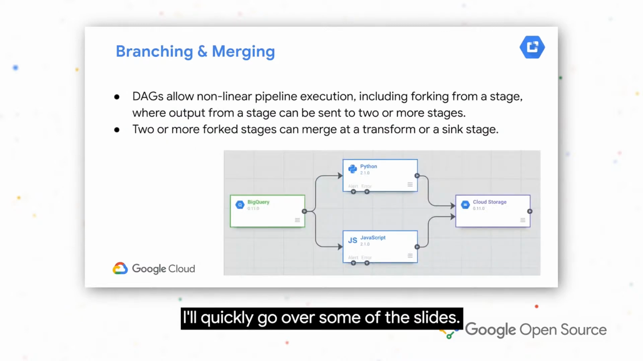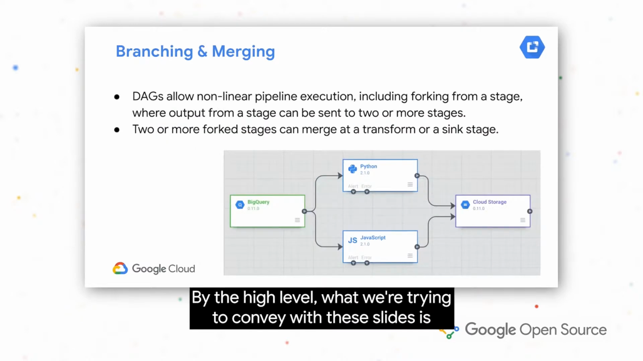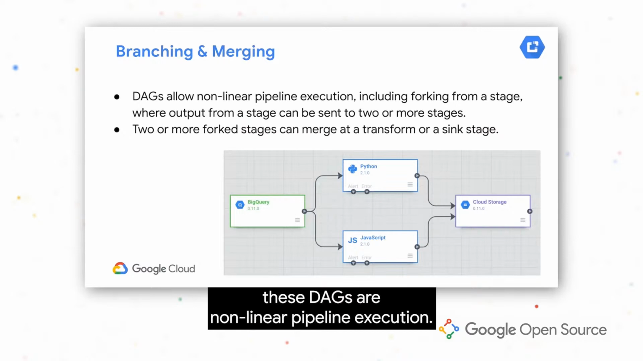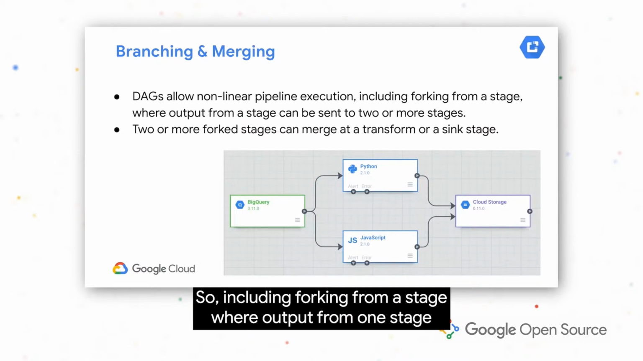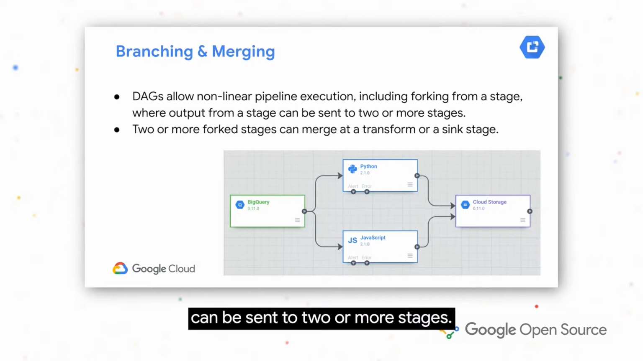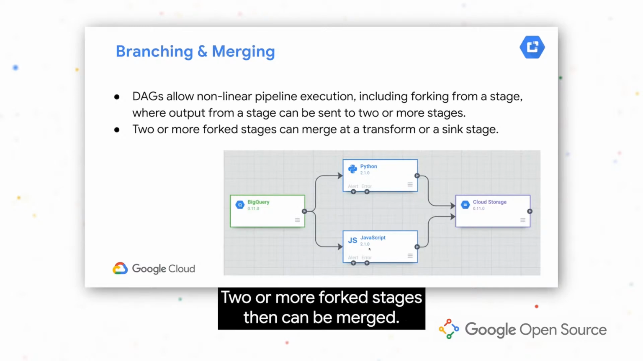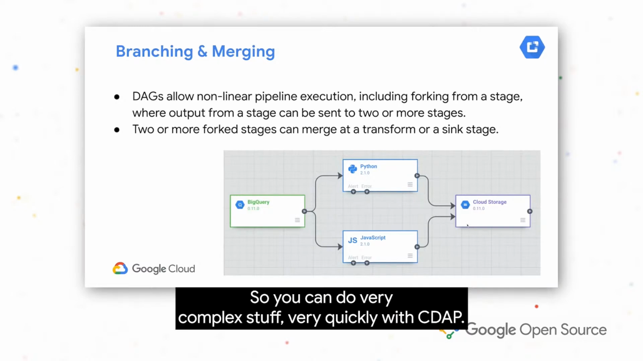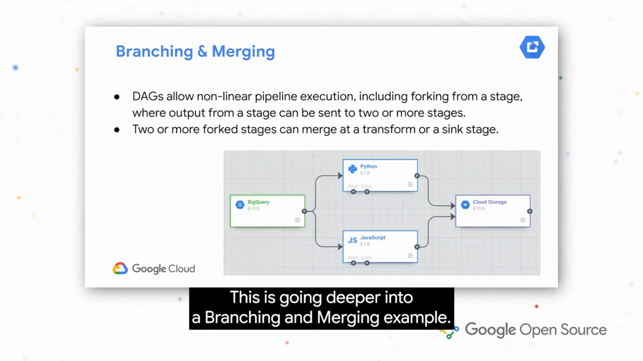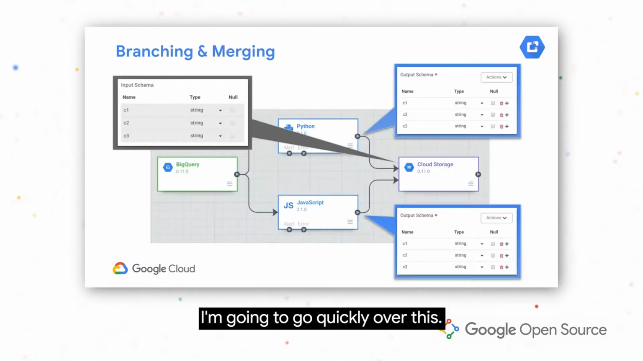I'll go quickly over some of these slides, but at a high level, what we're trying to convey is that these DAGs are non-linear pipeline execution. That includes forking from a stage, where output from one stage can be sent to two or more stages, and those forked stages can then be merged. So you can do very complex stuff very quickly with CDAP. This is going deeper into a branching and merging example. I'm going to go quickly over this.